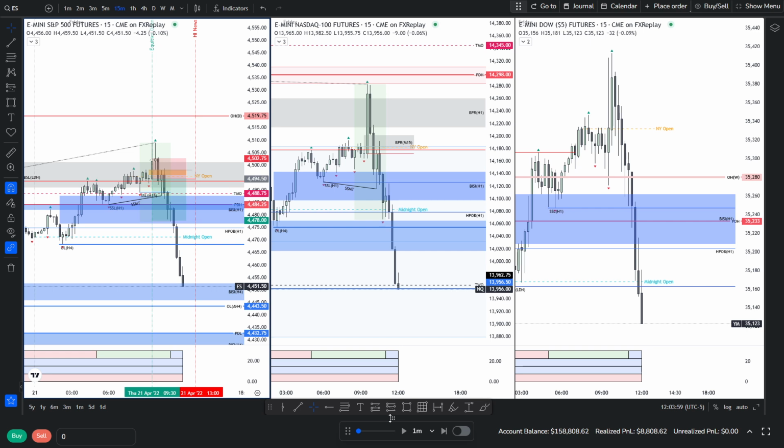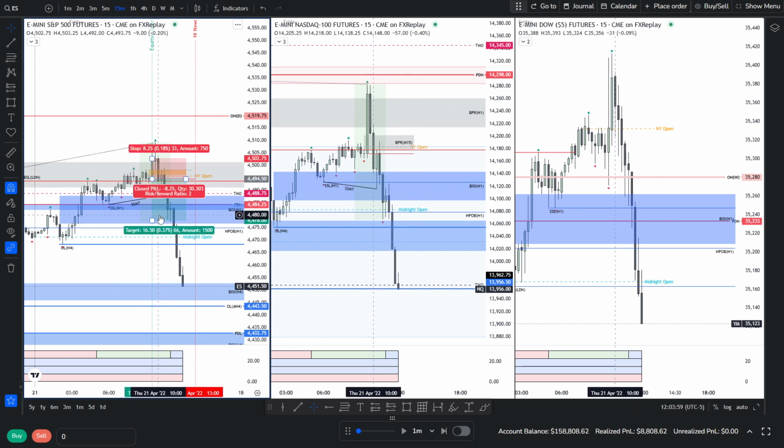whilst ES has not quite got there, but yeah, we saw the symmetry above the London high. That was a good liquidity sweep. We wanted to see displacement lower. We saw that with the M5 leaving the BPR. So we confirmed the order block here. We confirmed the BPR here. I wanted to see the rejection from the BPR, which we saw.